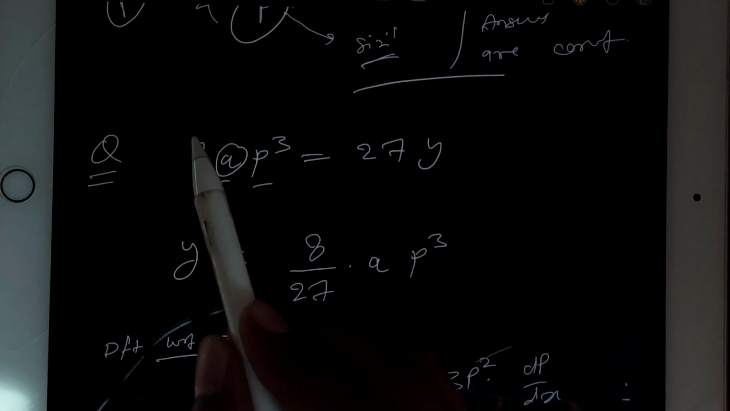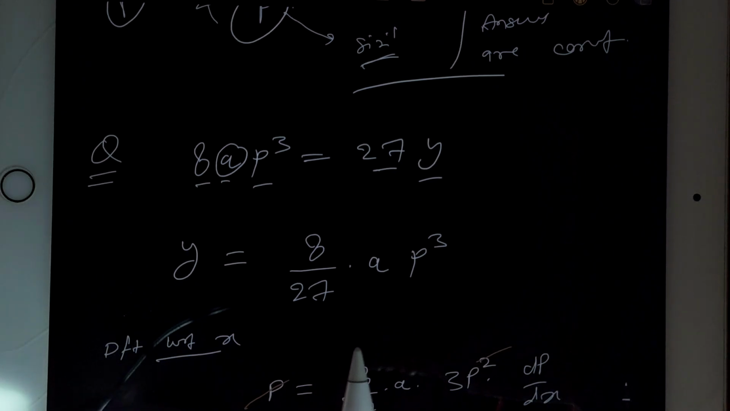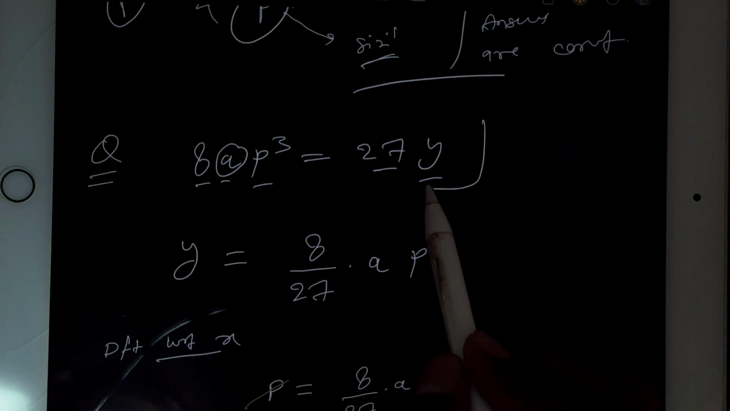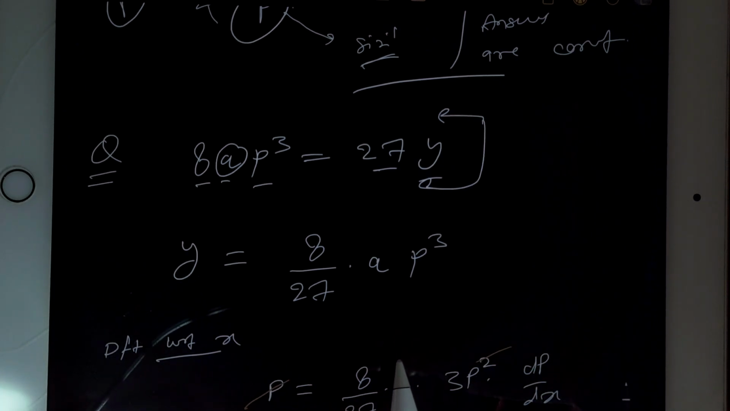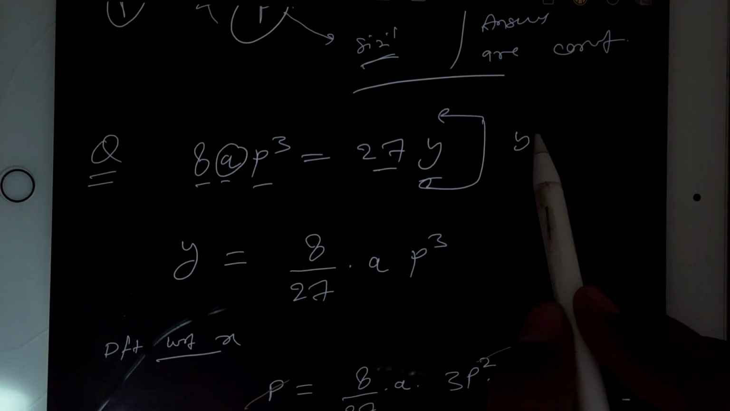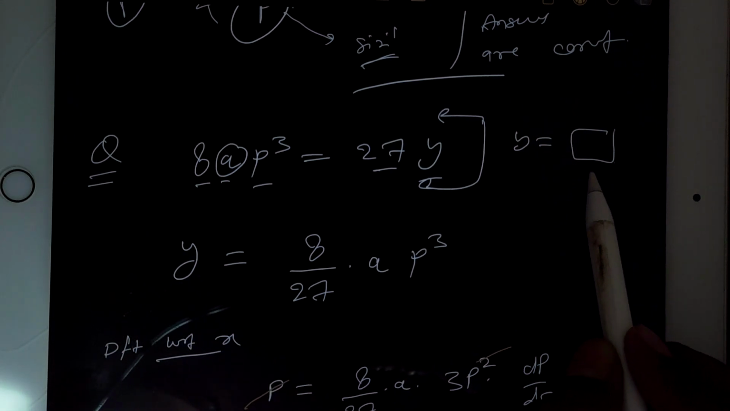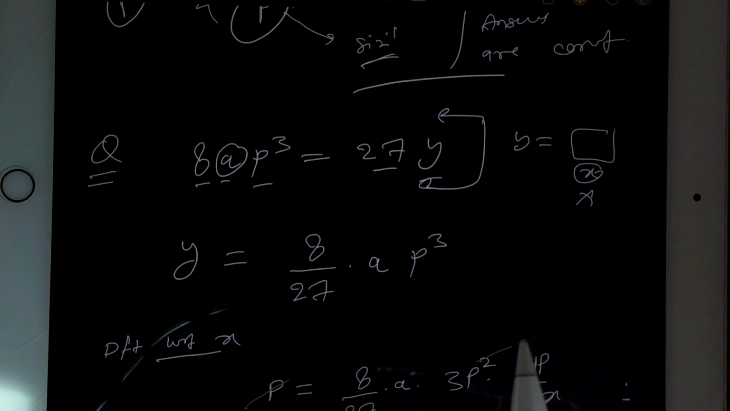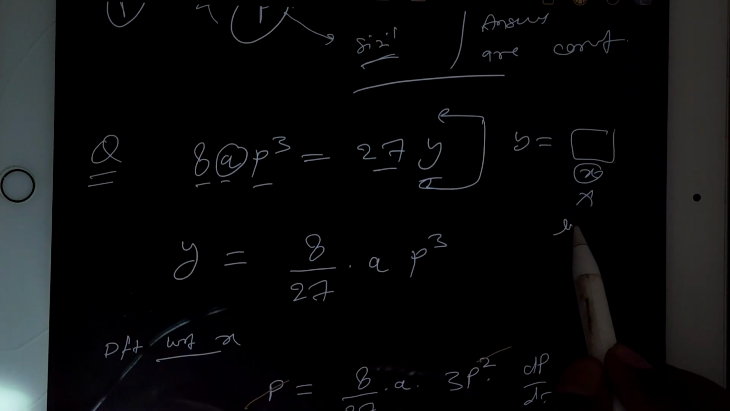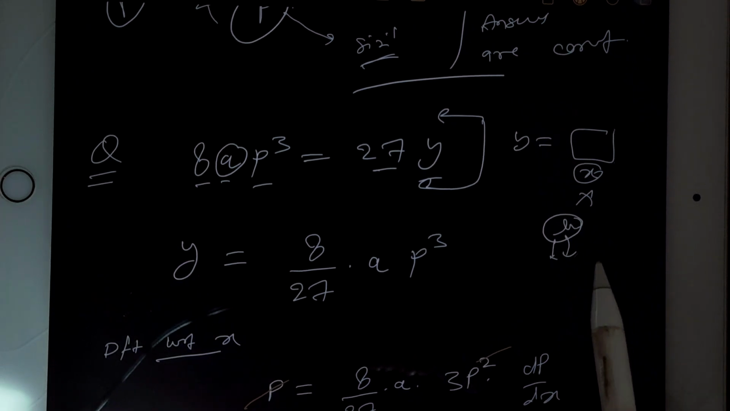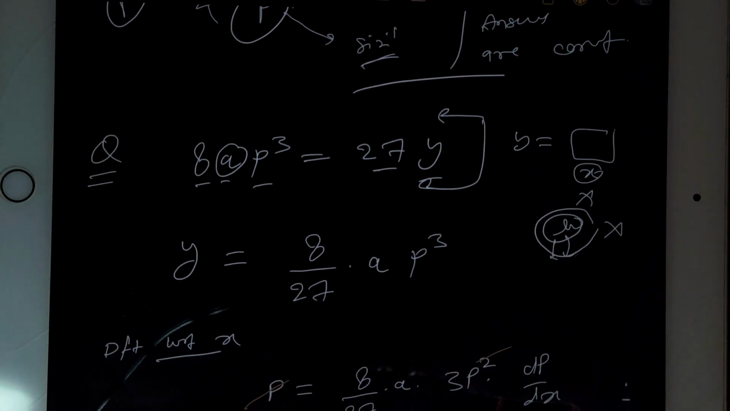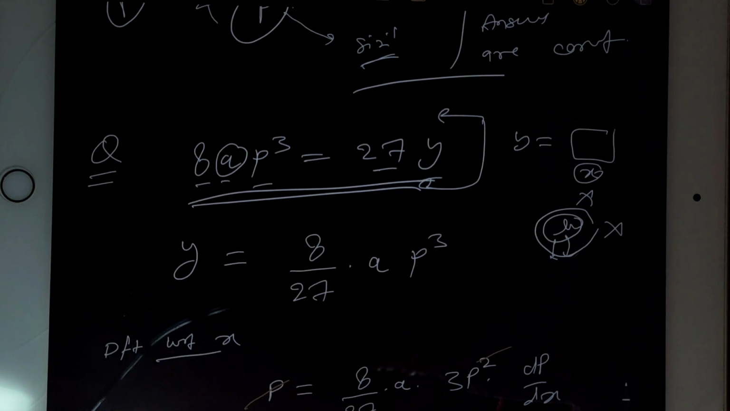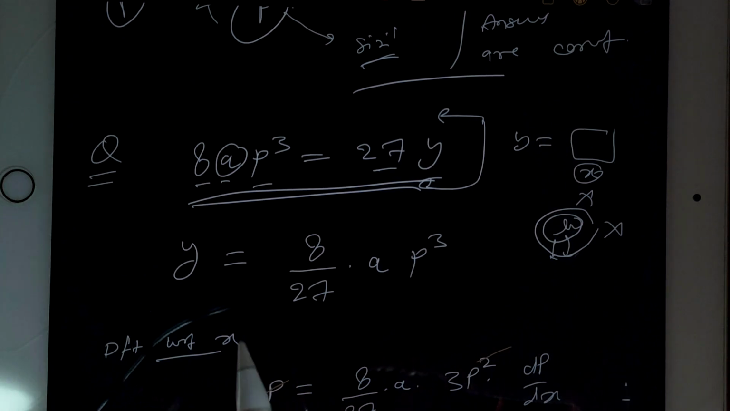8a pq cube equals 27y. This a is some constant. Now see, this question is also very similar. It is clearly seen that y is equal to something you can write, and in that something x is not coming. When x comes into the question, the question takes the Lagrangian format and goes very long, so this kind of question they will not ask in the GATE exam. But this is a simple thing. Now what is the nature of this question? Try to think.